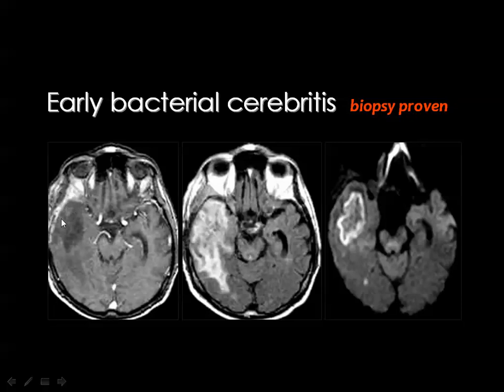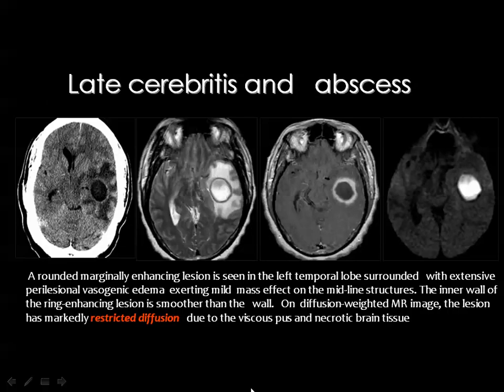And this is the post-contrast T1 weighted image. This is the FLAIR image, and this is the diffusion image. Because inflammation usually shows restricted diffusion, and you can see the restricted diffusion here. But the diagnosis is quite easy whenever the lesion liquefies and forms an abscess.